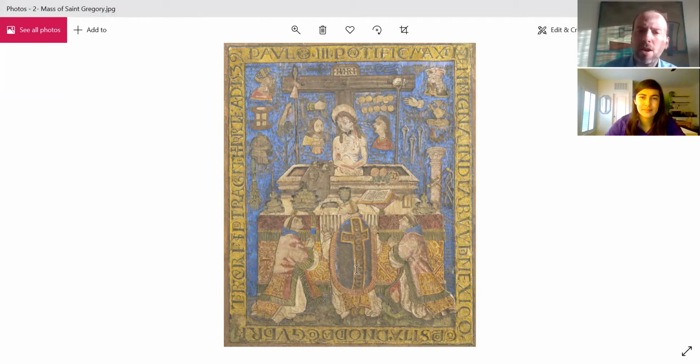It's called the Mass of St. Gregory. It's a feather work tapestry from 1539, so 22 years before the birth of Góngora. And it's a feather mosaic that represents Christ as a man of sorrows appearing to Pope Gregory I while he was saying Mass.